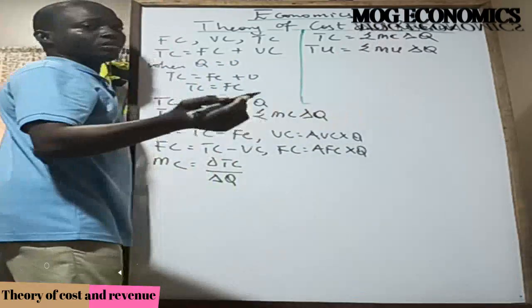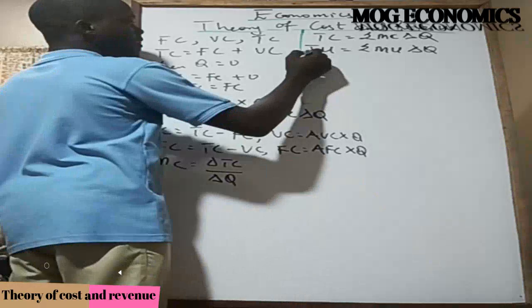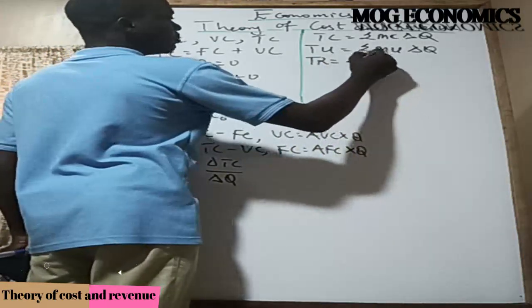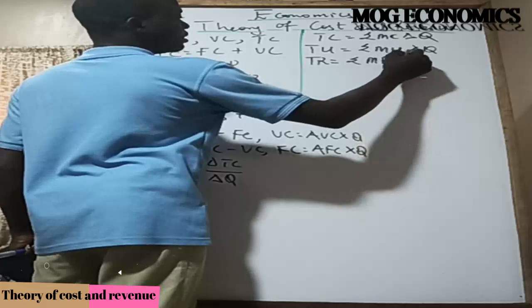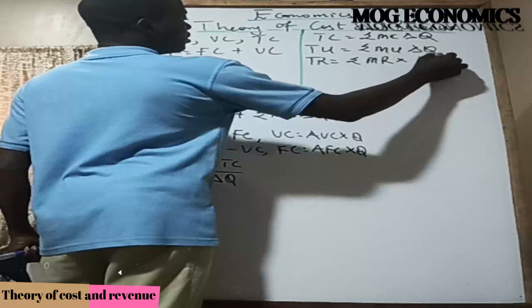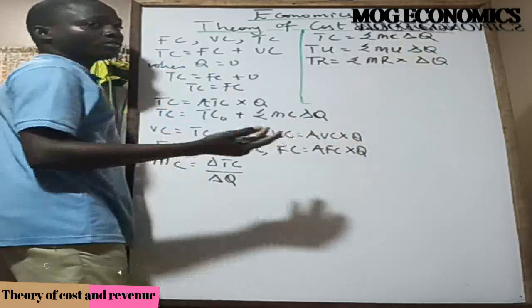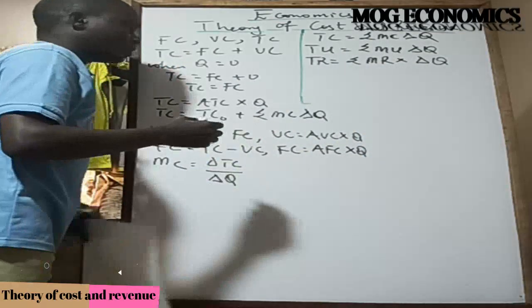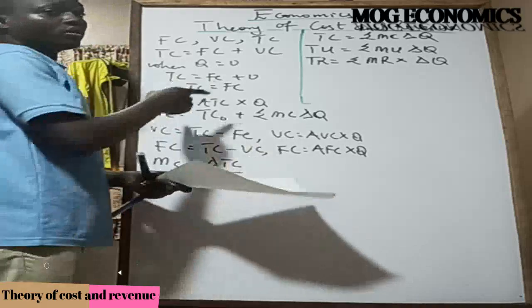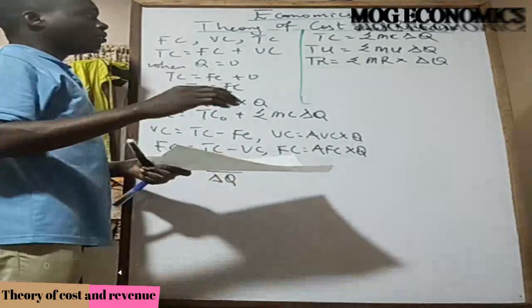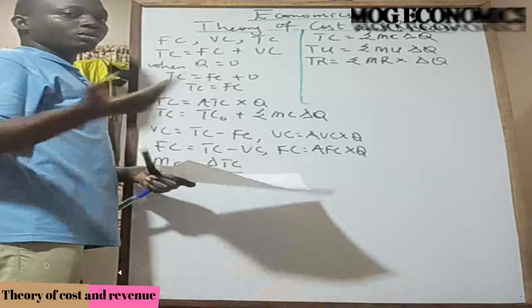If you want to calculate total revenue using marginal revenue, total revenue also is equal to the sum of marginal revenue times change in Q. So that is the sum of MR times change in Q as well. But the issue with total cost is that it's not like these other ones. With these other ones, when your output is zero, the marginals and the totals will be zero.